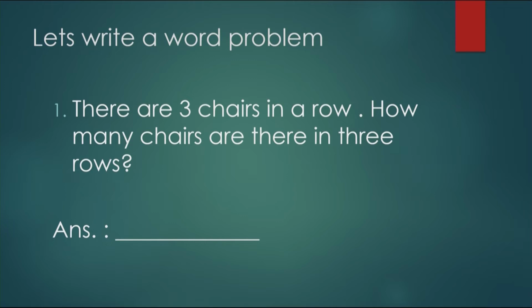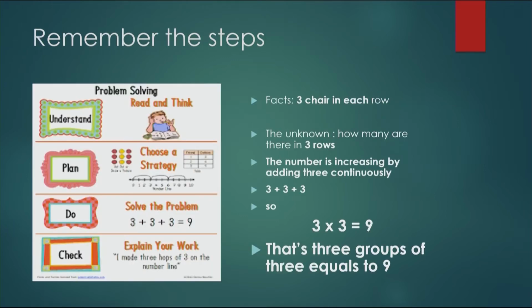Let's find the answer. Follow the plan. Understand, plan, do, and check. What do we know? The facts. Three chairs in each row. The unknown: how many are there in three rows? The number is increasing by adding three continuously. So three add three add three, or three multiplied by three equals nine. That's three groups of three, which equals nine.